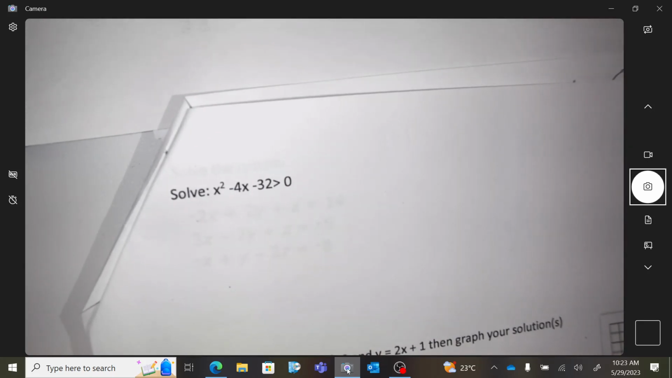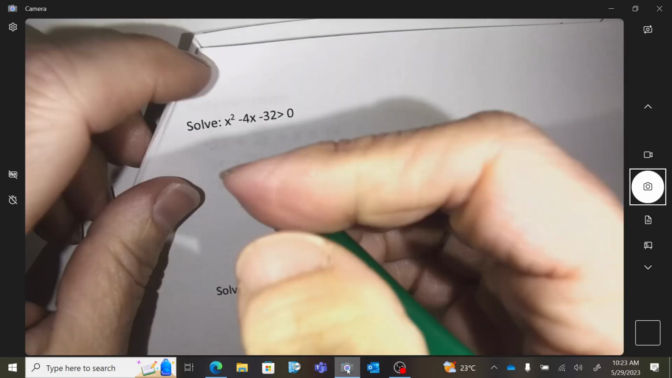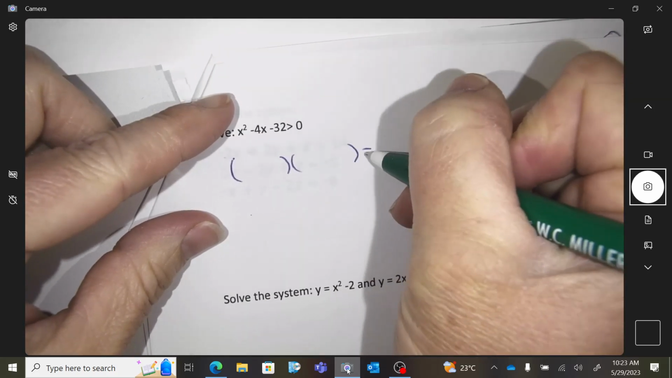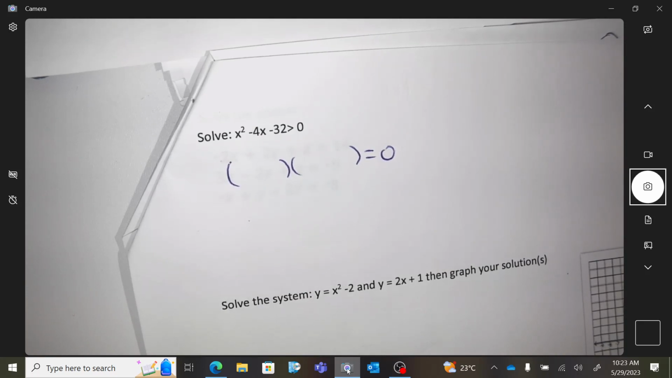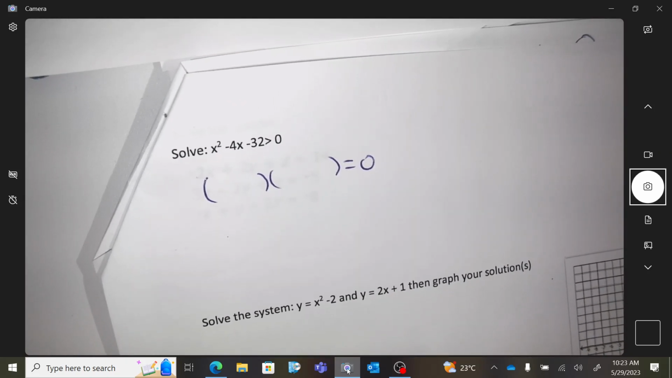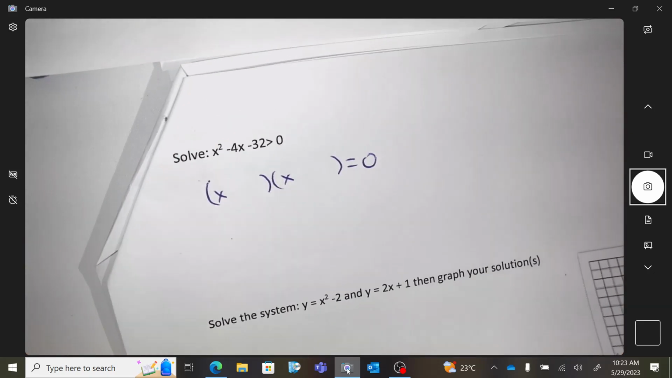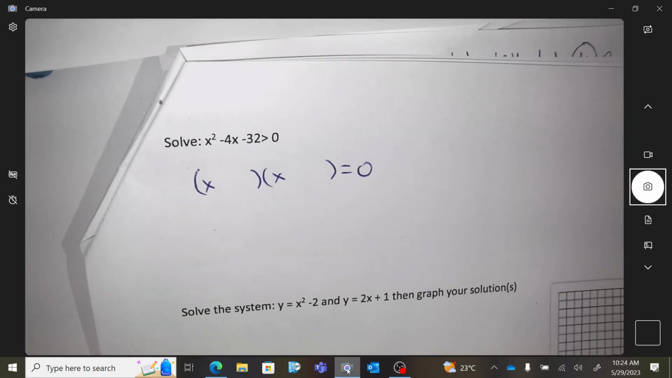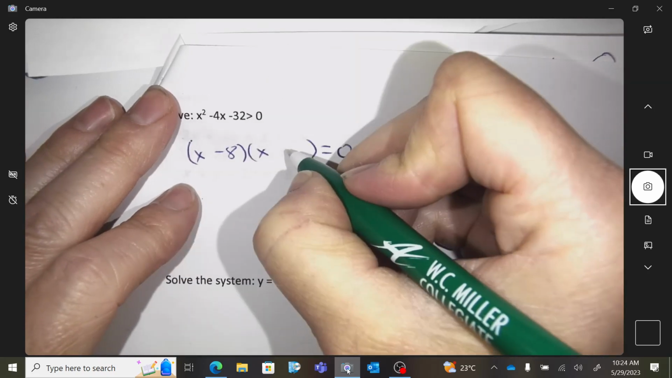Okay, this is a quadratic inequality. So I need you to factor and figure out where it equals 0 first. So simple trinomial. Should have given you a harder question. This one's too easy. Okay, did you write a -8 and a 4?